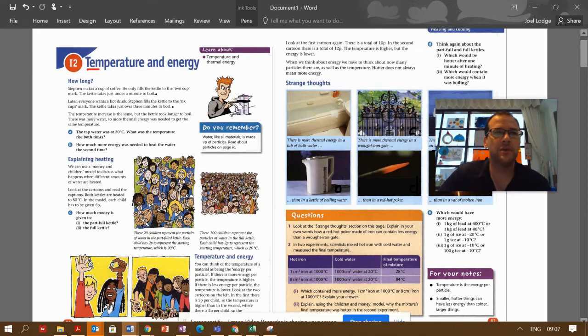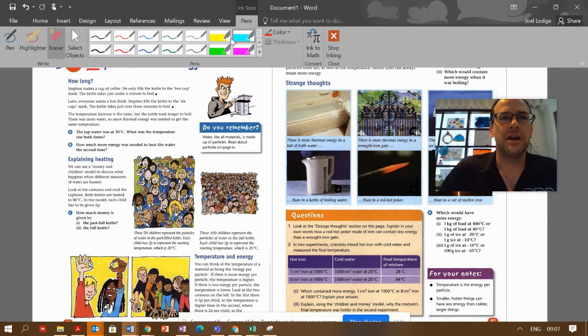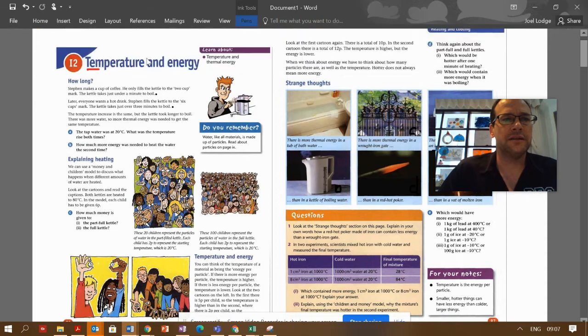Hello, Year 8. We're going to carry on today with temperature and energy. So our title today, Temperature and Energy. We're learning about temperature and thermal energy and some examples of how these two things relate to each other.